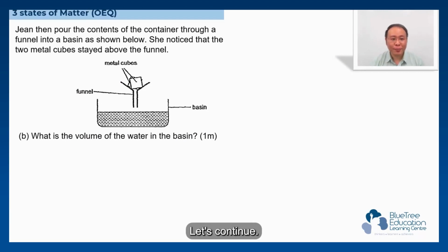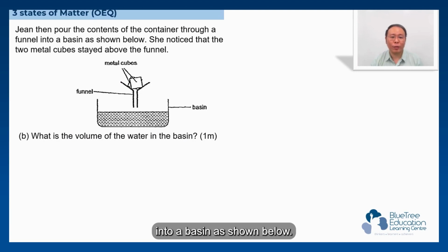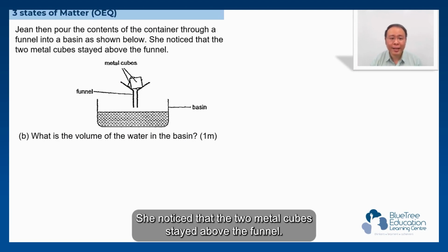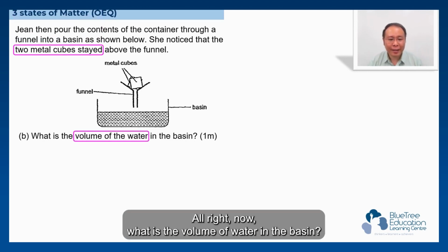Let's continue. Jean then poured the contents of the container through a funnel into a basin as shown below. She noticed that the two metal cubes stayed above the funnel. Don't forget to annotate the keywords. Alright, now, what is the volume of water in the basin?